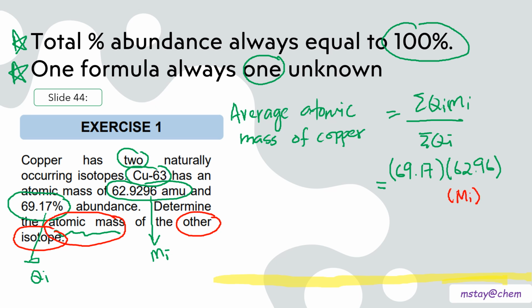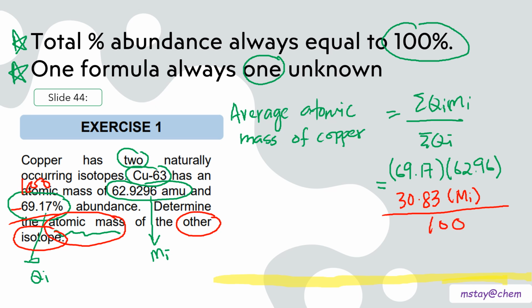Okay, but then how about the abundance? As we just mentioned, the total abundance is always equal to 100%. So the abundance for the other isotope will be 100 minus 69.17, which equals 30.83%. And then divide by the total abundance, which is always equal to 100.